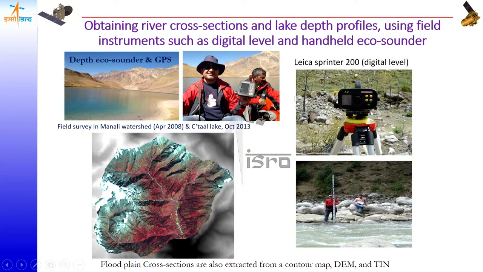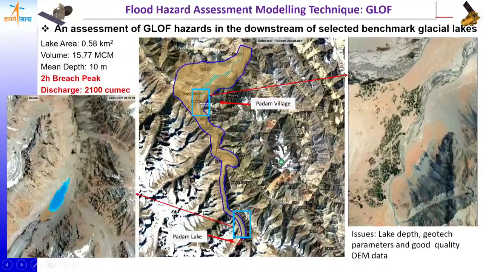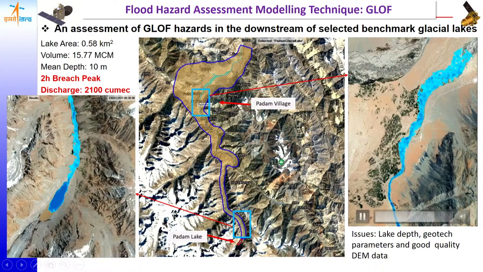And then these are some of the instruments that we make use of, for measuring, for example, river cross sections, or for measuring the depth of a particular lake using the echo sounder. Then we have these simulations for the Padam Lake in the Zanskar Himalayas, where we assume a certain depth of the lake, let us say a mean depth of 10 meters, and that 50% of the water will breach in 2 hours. The peak flow is 21 cumecs, and then you can see in the downstream areas which villages are going to be inundated.